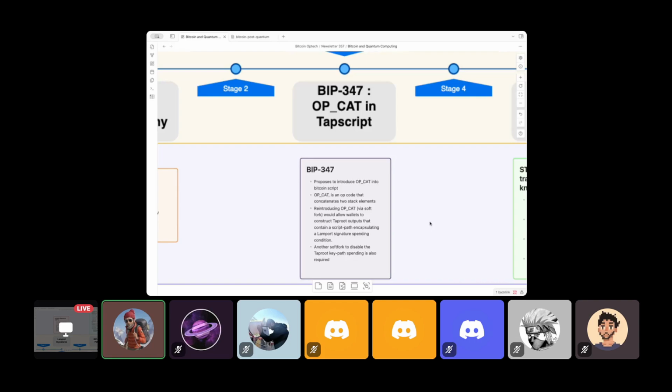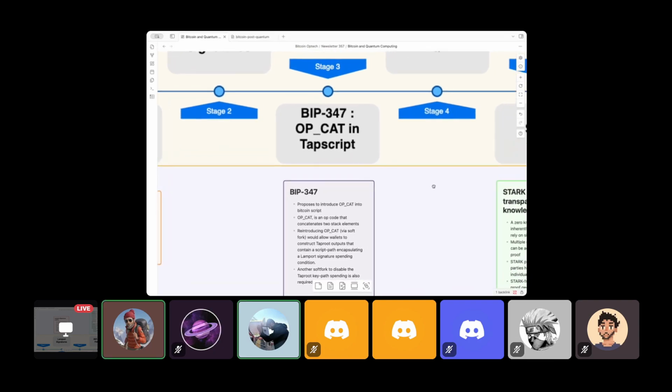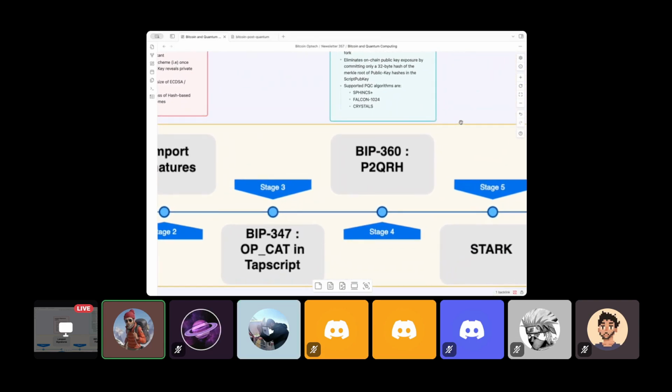Opcat is an opcode that can just concatenate two elements on the stack and then put the concatenated element back onto the stack. So this is what it does. But through some clever engineering of opcat and taproot, we can realize quantum resistance in the existing structure. So this is another proposal that is being discussed as a potential for post quantum systems on Bitcoin.